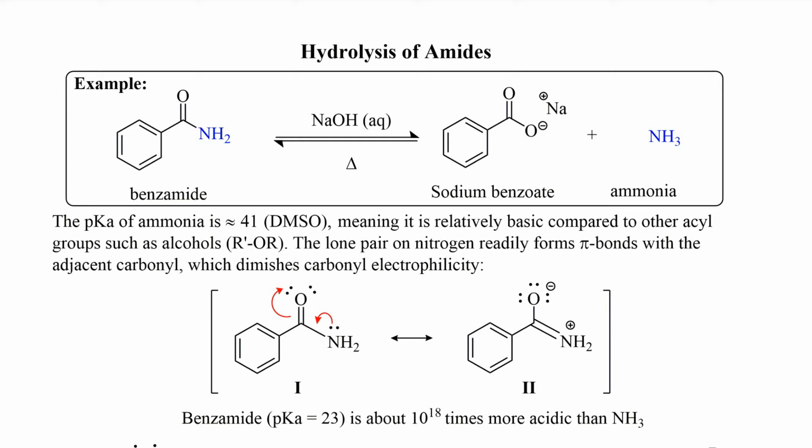Now here what we're going to look at is the general concepts behind addition-elimination reactions. We'll use hydrolysis of amides as the example, but really all the patterns here are observed in other acyl compounds as well. But let's talk about the specificity of amides and what makes them different. It turns out hydrolyzing them is not the easiest task. We need to use strong bases or strong acids and introduce significant amounts of heat.